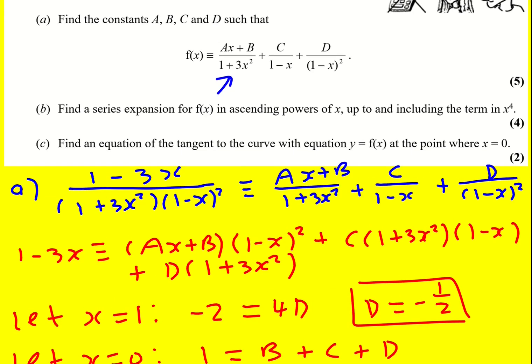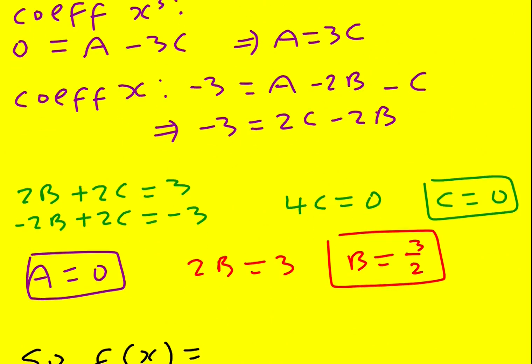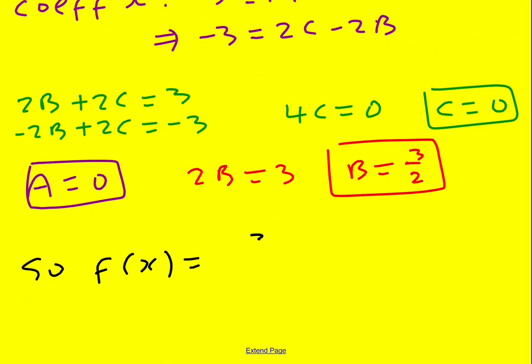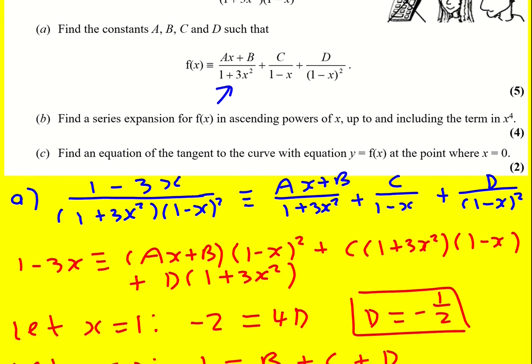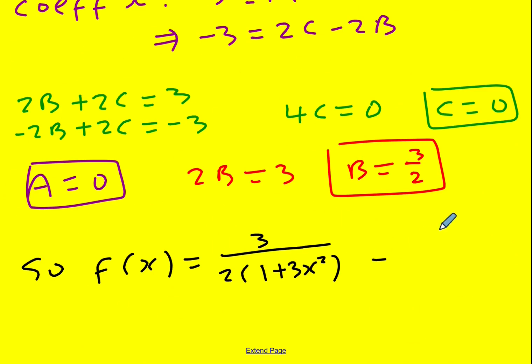We've managed to write it in partial fractions. So we've got ax plus b, b was 3 over 2, so 3 over 2 times 1 plus 3x squared. Yeah, you can have the fraction in the numerator, or you can move that 2 down. Then we had the c term was 0, and then d was minus a half, so minus 1 over 2, 1 minus x all squared.